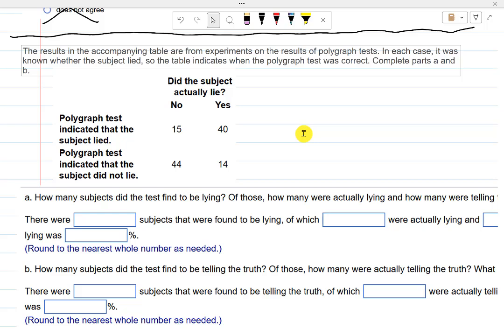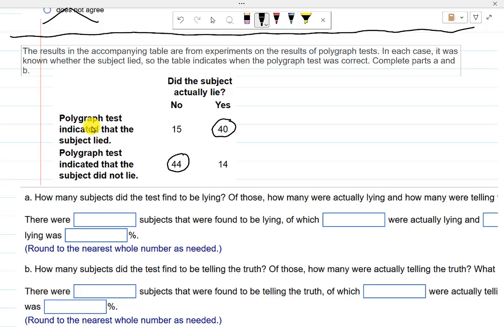Well, let's start here with when it was actually telling correctly what was going on. So in this first row, the polygraph said that they were lying. That means these are correctly identified because these are the people that were lying. On the other hand, this one is correct for the second part because it did correctly identify those 44 as not lying.